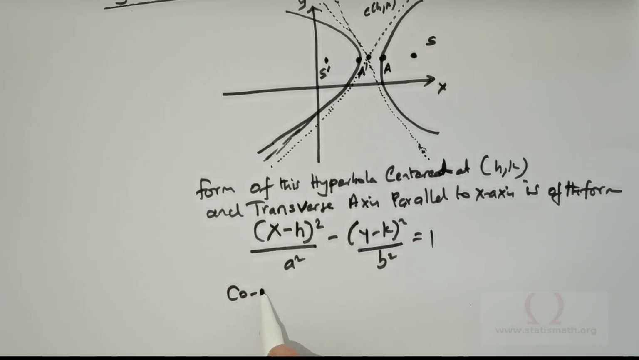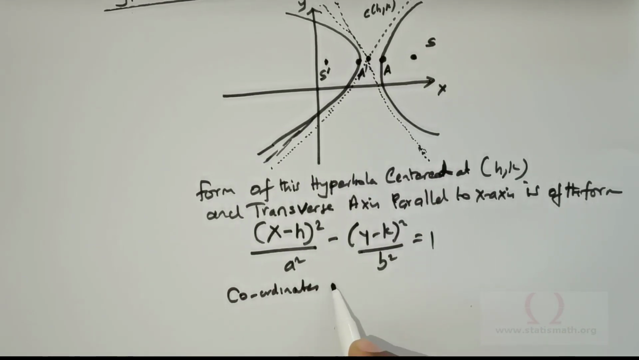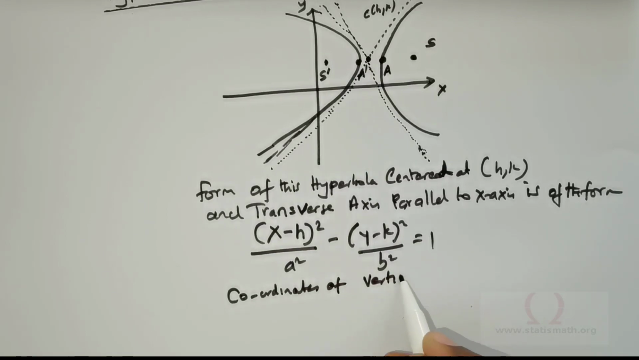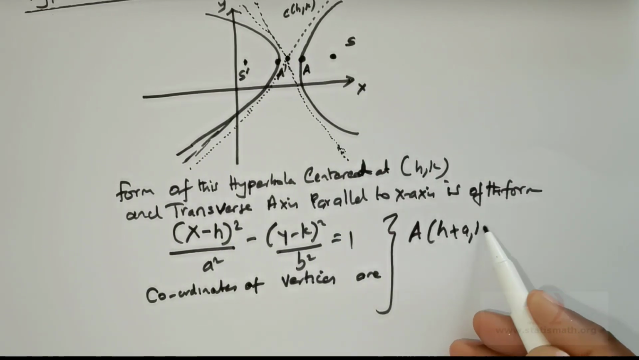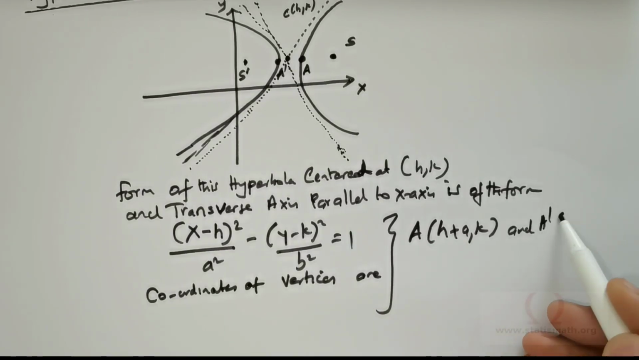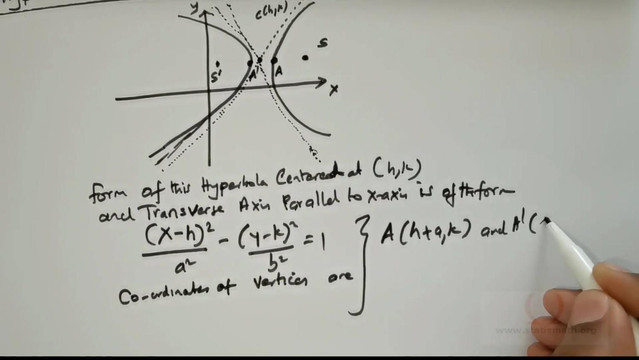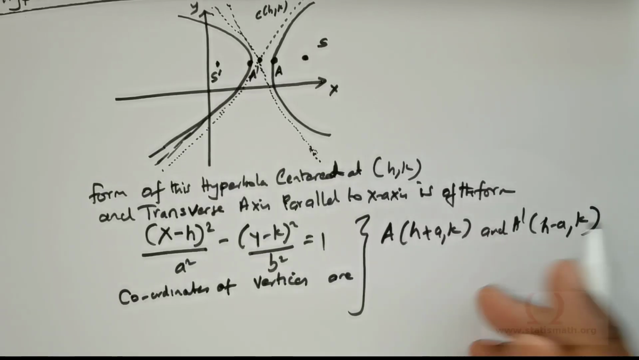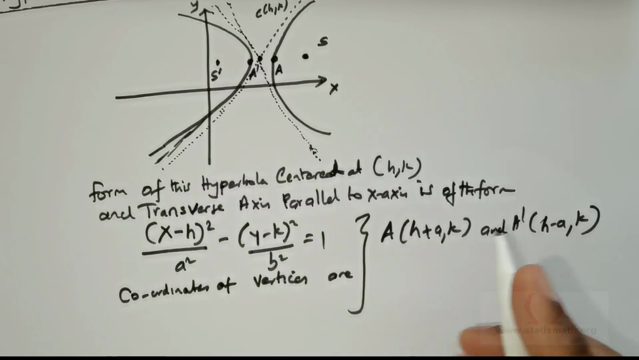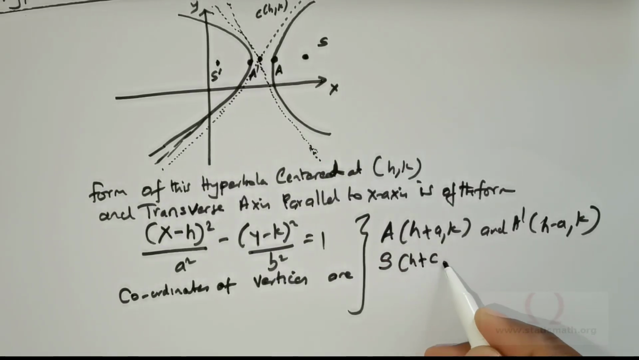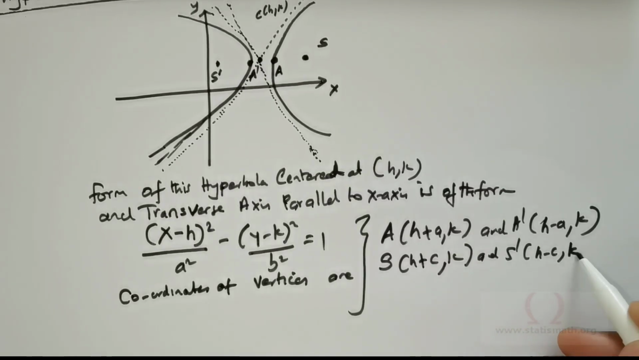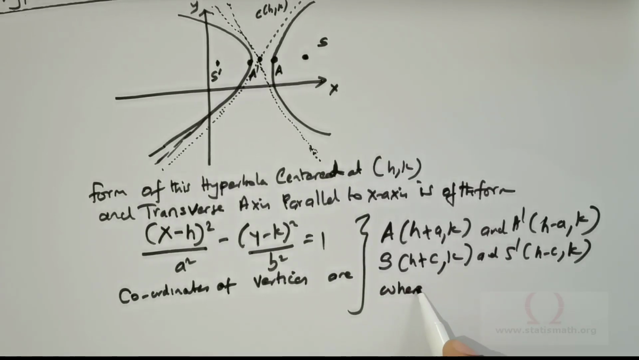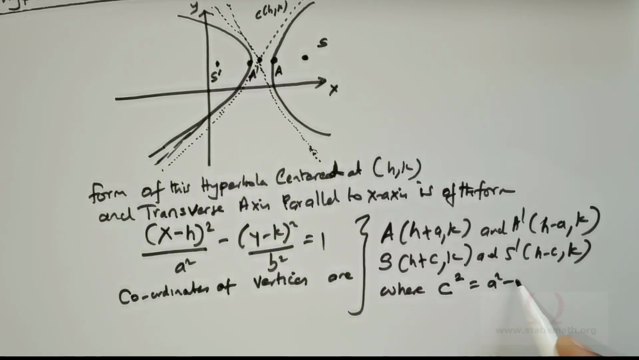So let me write it down. Coordinates of vertices are, A is (h + a, k), and A dash is (h − a, k). So this is the first information. Next, S is (h + c, k), and S dash is (h − c, k), where c² is a² + b².